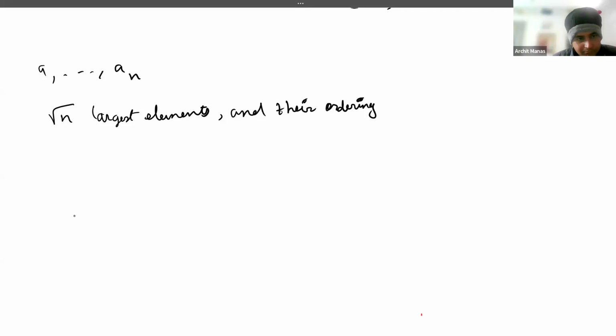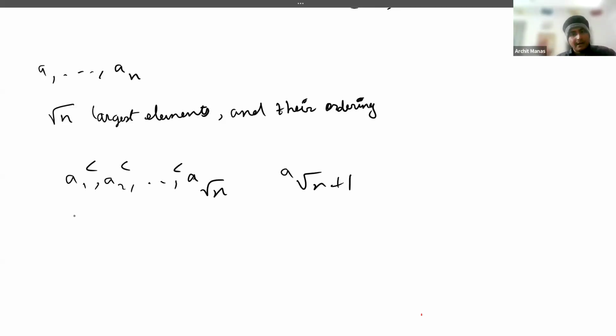So you start off with this set. You predict that these are my largest square root n maximums, and let's say you order them. So you know that this is the ordering, and then comes along a new element, and you use binary search to efficiently check where it belongs in the sorted order, and then you just remove the minimum. If it's larger than A1, then it is a valid maximum because A1 is less than A root n plus 1, and so you can just extract A1 from this set. Otherwise, if A root n plus 1 turns out to be smaller than all of these, then you just don't add A root n plus 1 at all.